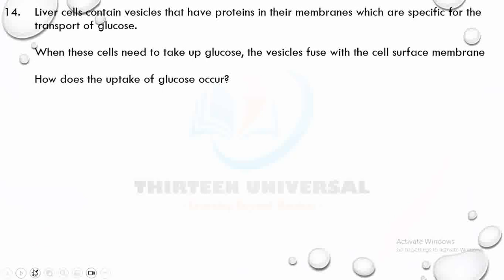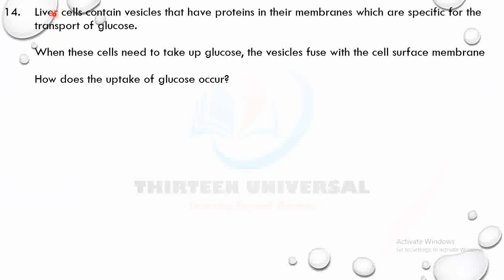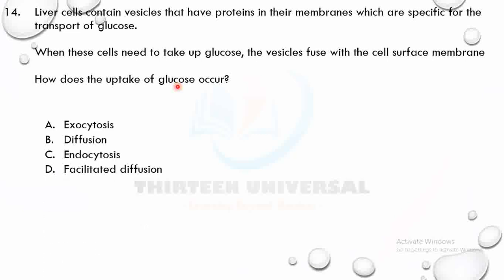Let's look at the next one. It says, liver cells contain vesicles that have proteins in their membranes, which are specific for the transport of glucose. When these cells need to take up glucose, the vesicles fuse with the cell surface membrane. How does the uptake of glucose occur? I want you to try this.